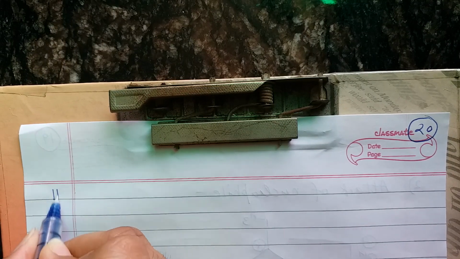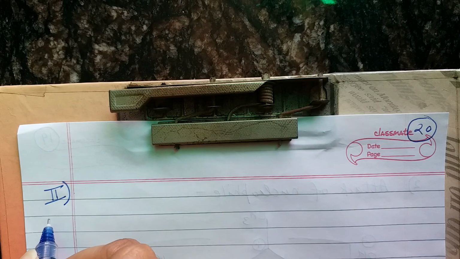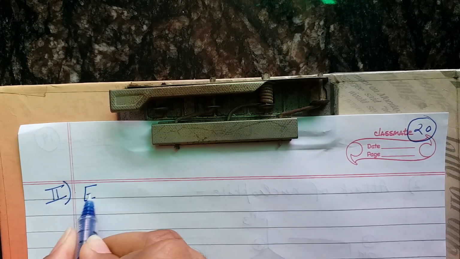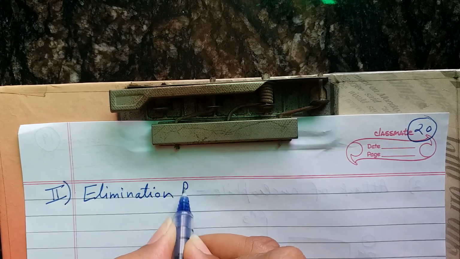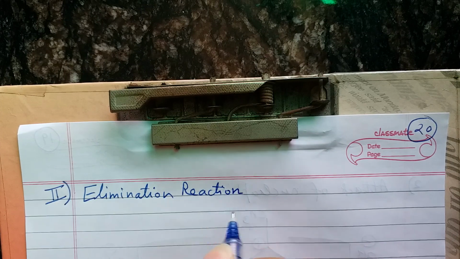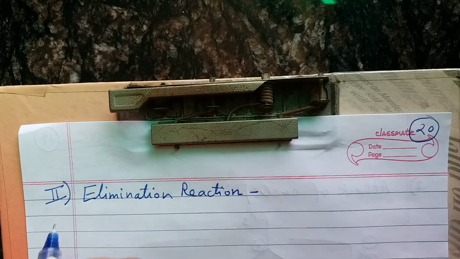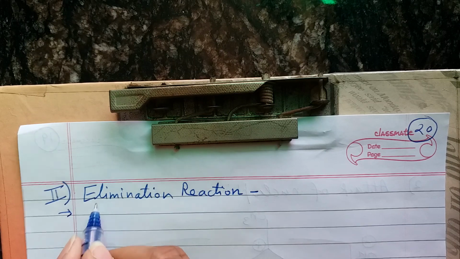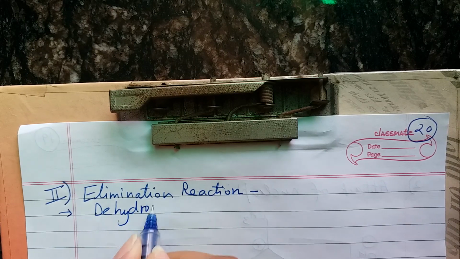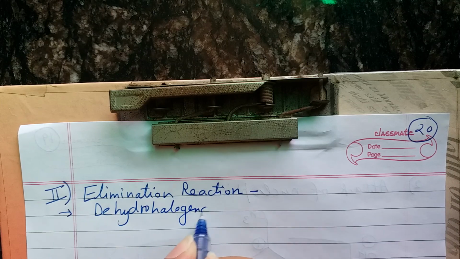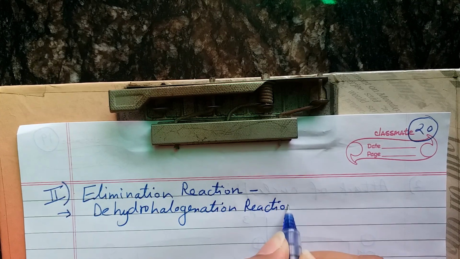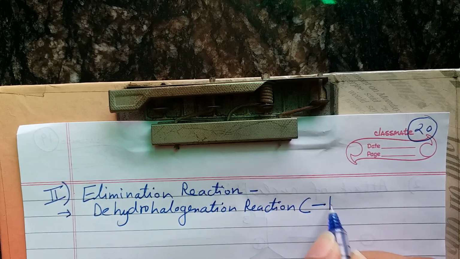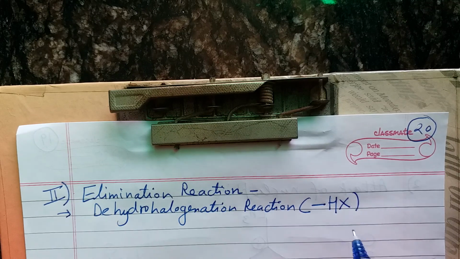The second category of reactions of haloalkanes that we start with today are called the elimination reactions. So we are going to look at the elimination reaction of the alkyl halides. These reactions are also known as dehydrohalogenation reactions. D means removal, hydro is for hydrogen, halogen is for a halogen atom. So that means removal of a molecule of HX.